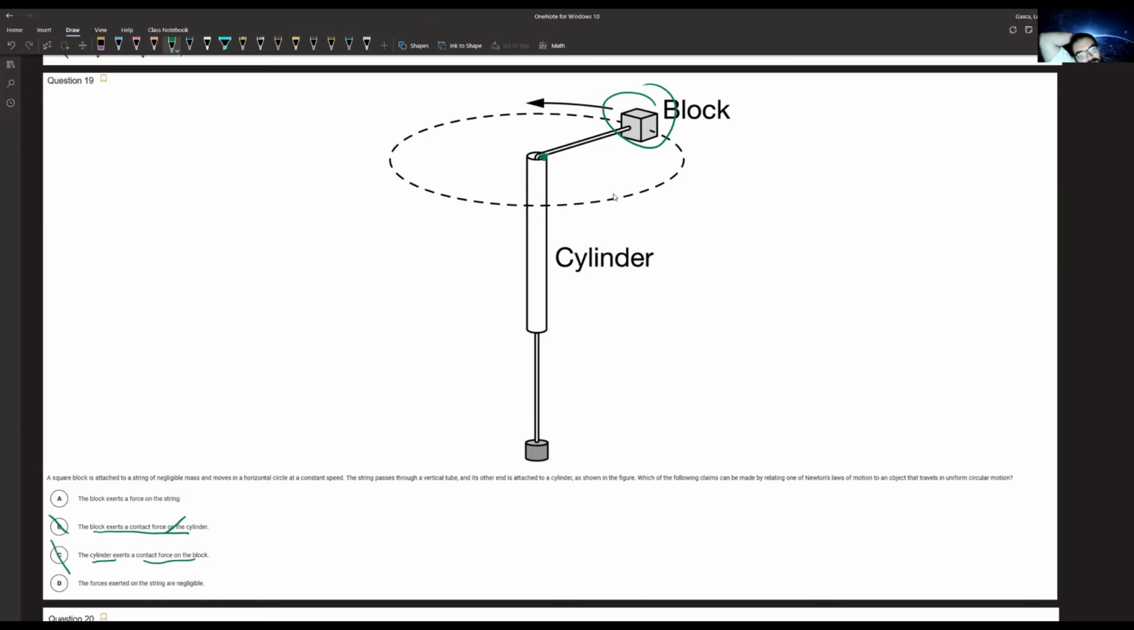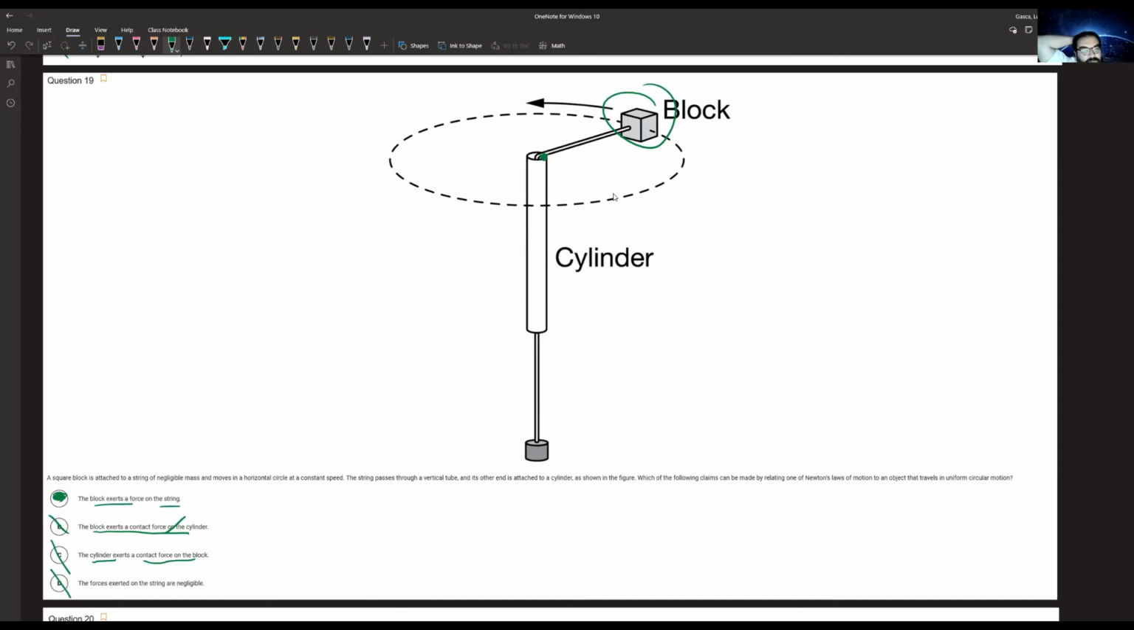By that virtue, again, the cylinder itself is not making contact with the block. There's a contact between the string and the cylinder, and that effect is transferred along the string. It's what keeps it as the pivot point. And then D, the forces exerted on the string are negligible. Not true. They are significant. It's just that they cancel out. And so A is our best answer here.